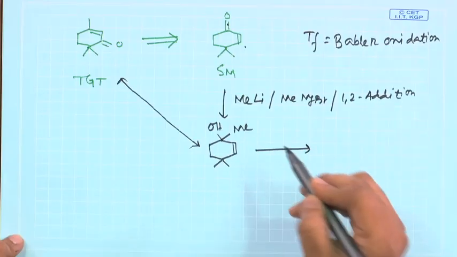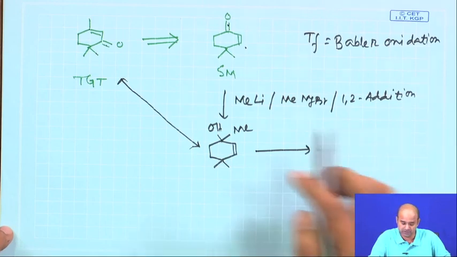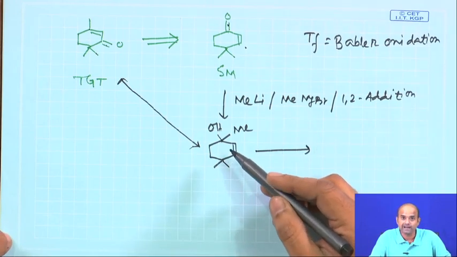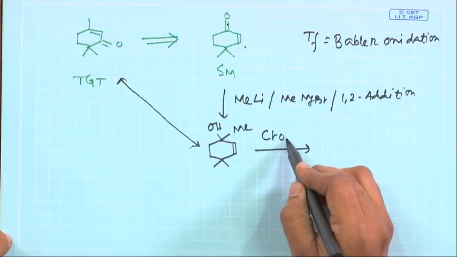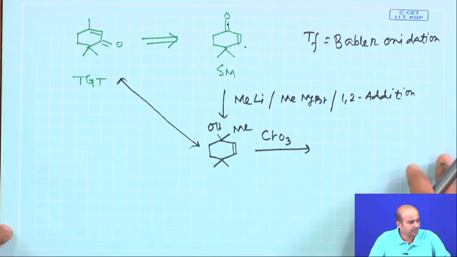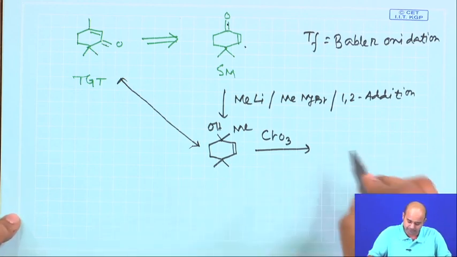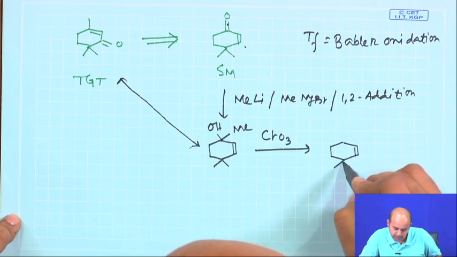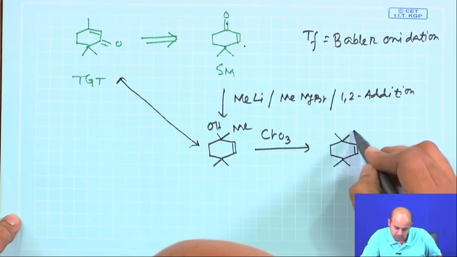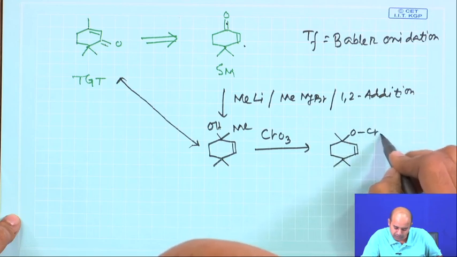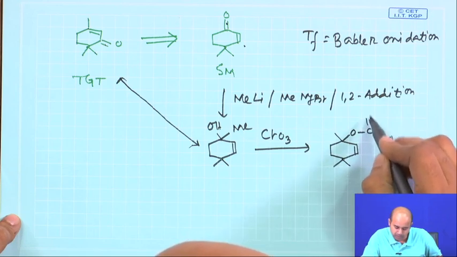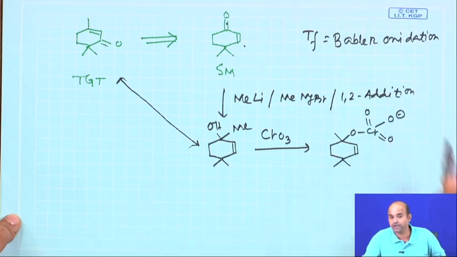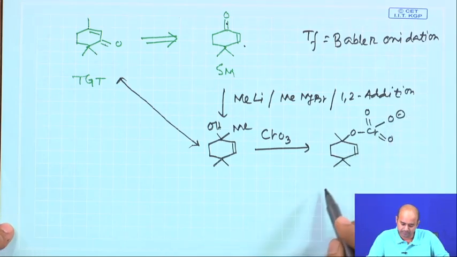Now, here the Babler oxidation is an important reaction. Babler oxidation is basically an oxidative transformation where you treat a tertiary allylic alcohol with a chromium based oxidizing agent. You can take a simple chromium based oxidizing agent. What happens? The initial step gives you a chromate ester: put the methyl here, O, Cr double bond O, O minus. This chromate ester is the first intermediate.